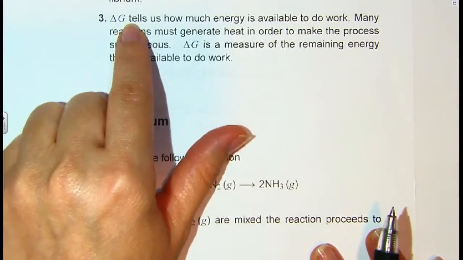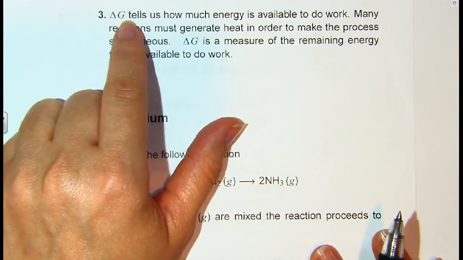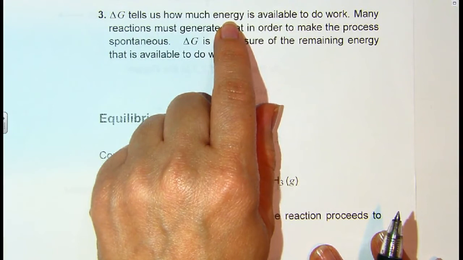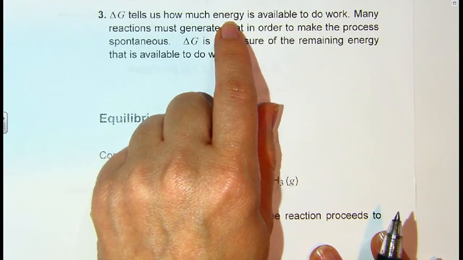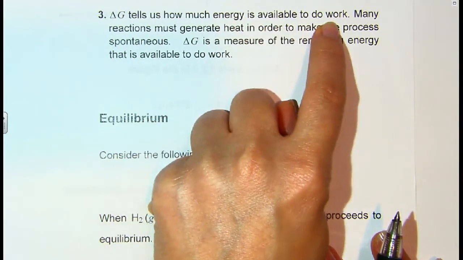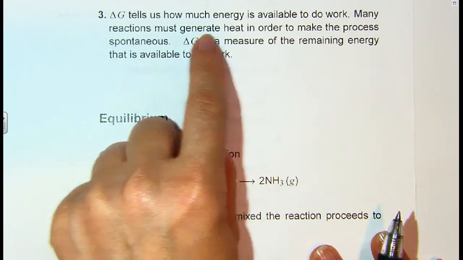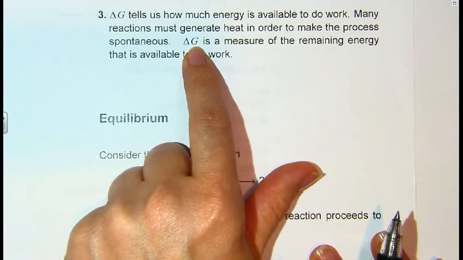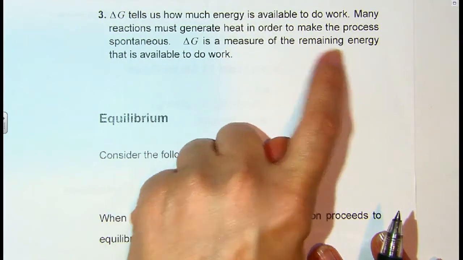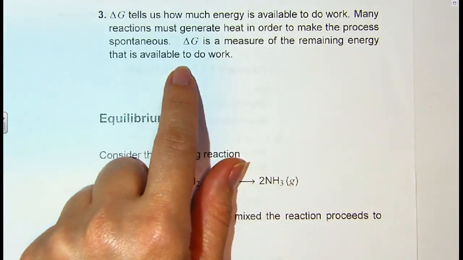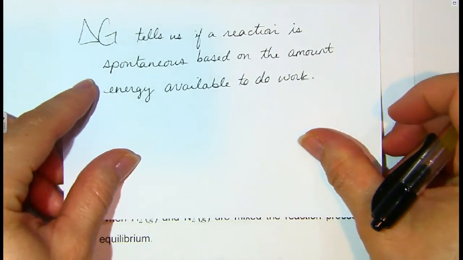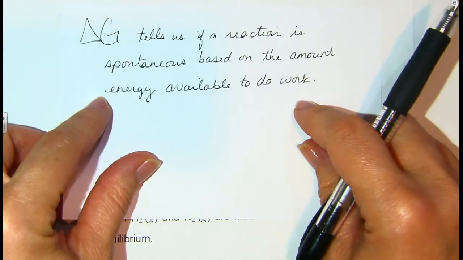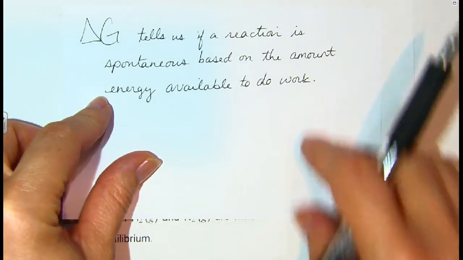So let's define, what is delta G? It's going to tell us how much energy, because it's called Gibbs free energy, how much free energy is available to do work. Many reactions must generate heat in order to make the process spontaneous, and delta G is a measure of the remaining energy that is available to do work. So delta G tells us if a reaction is spontaneous based on the amount of energy available for the reaction to do work.